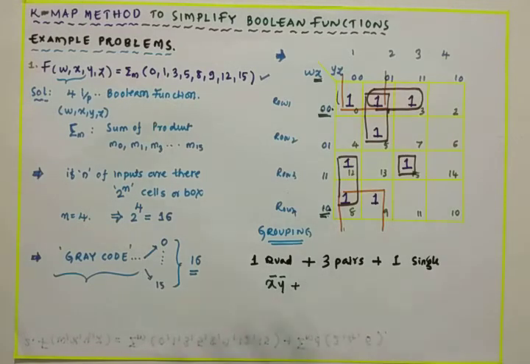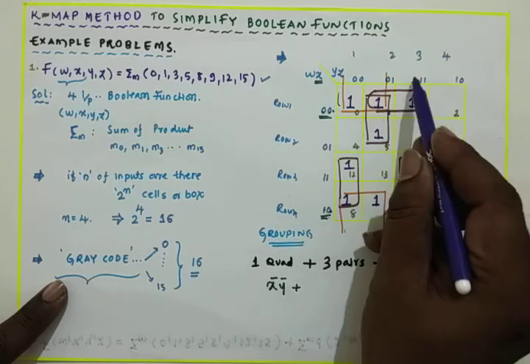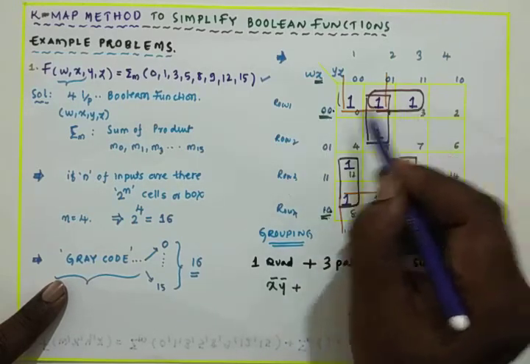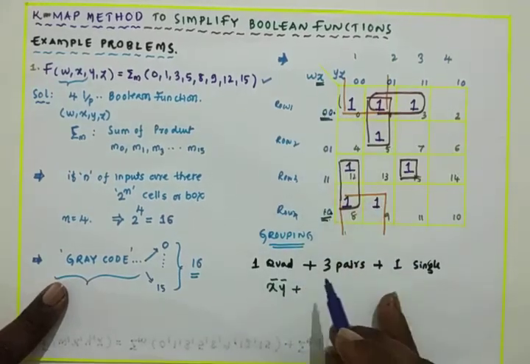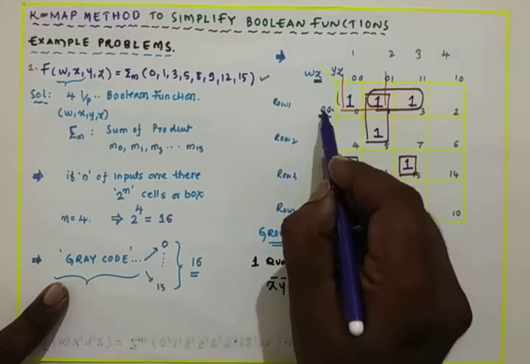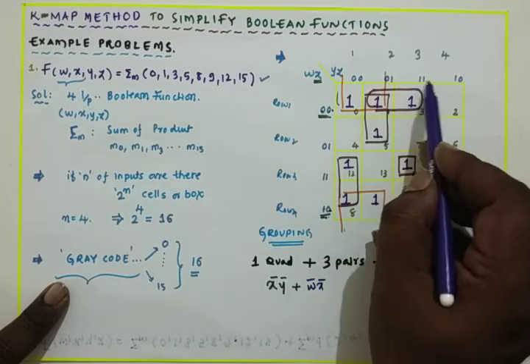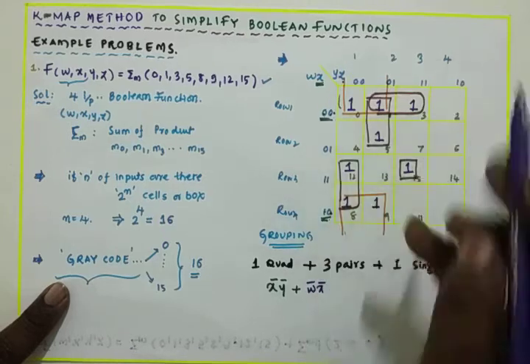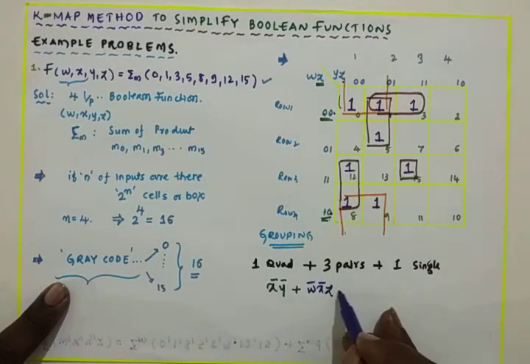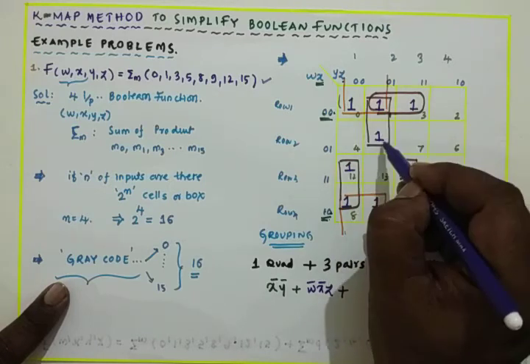Plus, go with the first pair. The first pair is in 1 row and 2 columns. The row is 0, 0, which is nothing but w bar x bar. In these 2 columns, which one is common? 0, 1, 1, 1. 1 is common, and 1 is the second term, it is z.